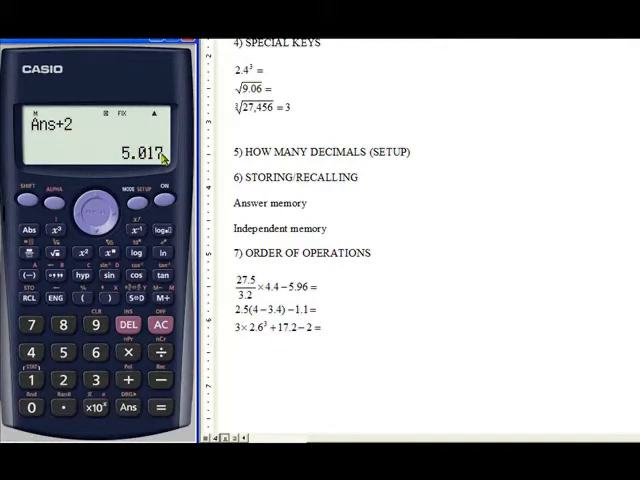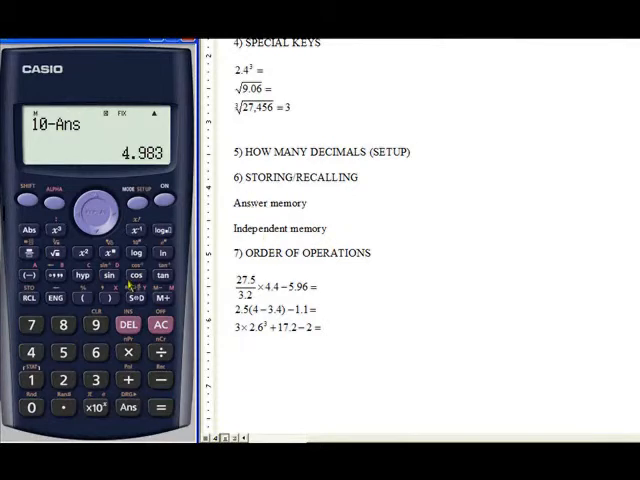Now let's say I want to take 5.017 and subtract that from 10. Let's say I go to 10 minus, and what was the answer? That's the very last thing in the answer memory. And you can say answer, and it's going to subtract 5.017 from 10. And you get 4.983. So there are a couple of tricks you can do with the answer memory.